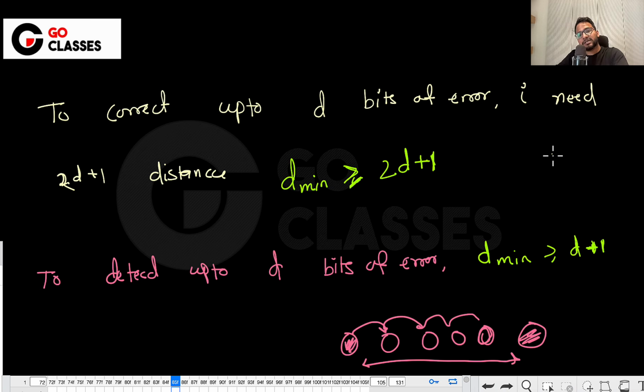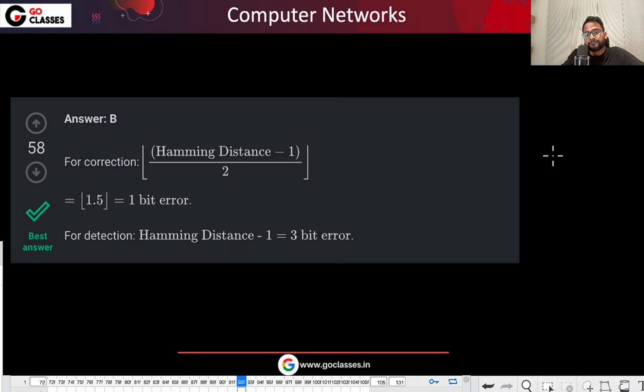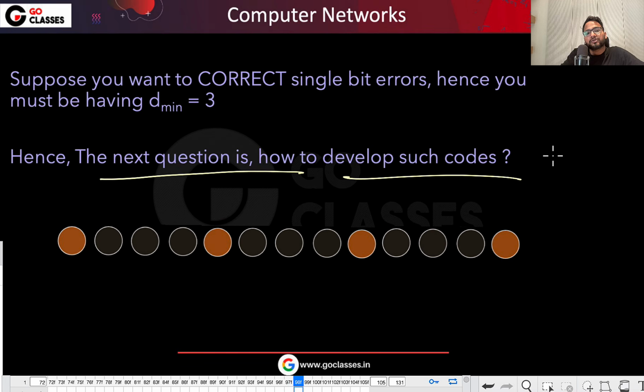And now we are seeing that we need three distance to correct 1 bit error, or we need 5 distance to correct 2 bit errors, or something like this, right? So basically we have gotten the idea of what the need is, but how to develop such codes? Let's see how to develop such codes. So the next question is how to develop such codes.